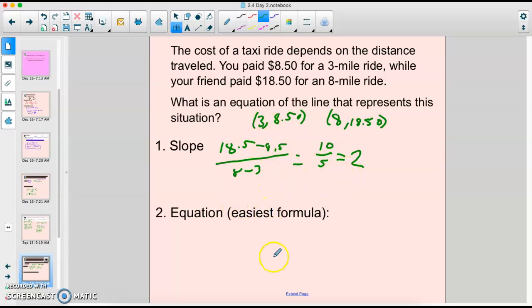So now our easiest formula is point slope formula, or point slope form, and so we can use either point. Okay, so we could do y minus 850 equals our slope is 2, and x minus 3, or we could do y minus 1850 equals 2 times x minus 8. Either one works. They both are sufficient for our problem.